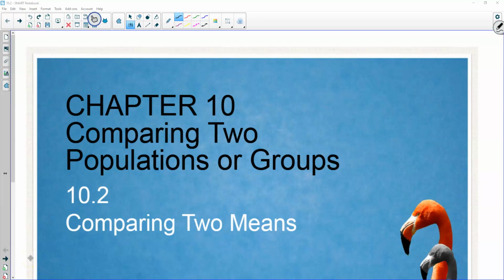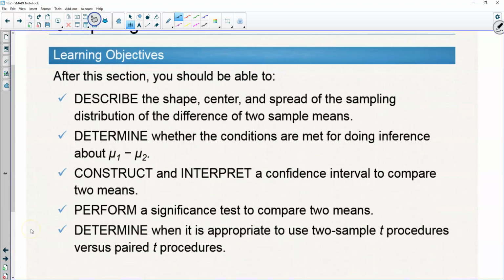Okay, we are on section 10.2 looking at comparing two populations or groups. This time we're looking at comparing two means. We had just finished the section on comparing two proportions. You'll find a lot is the same, only our calculations for means and proportions are slightly different. Otherwise, all of the processes are the same.